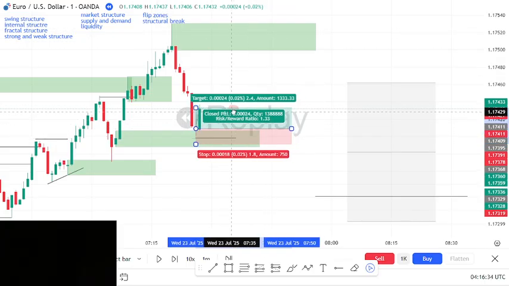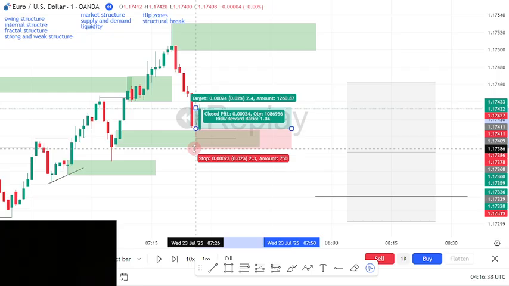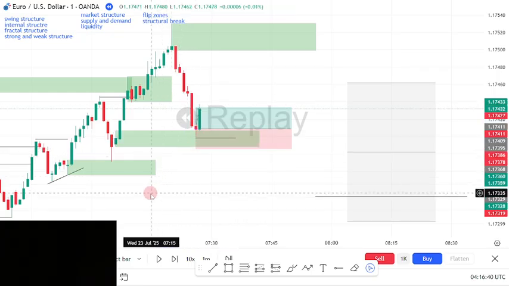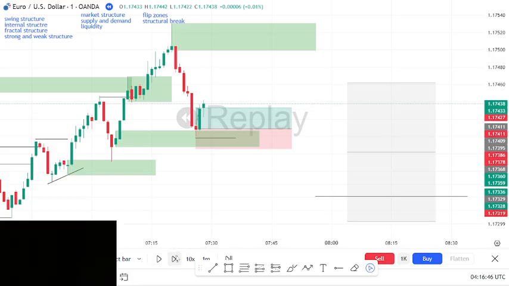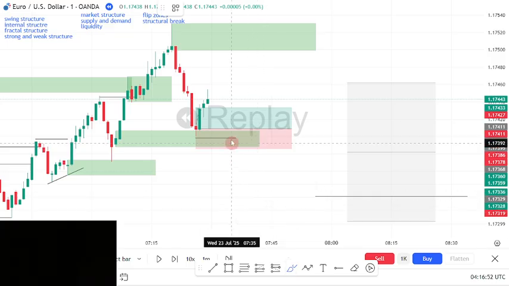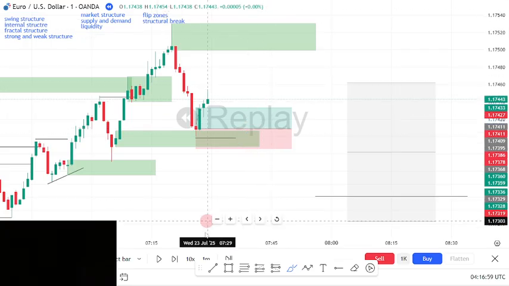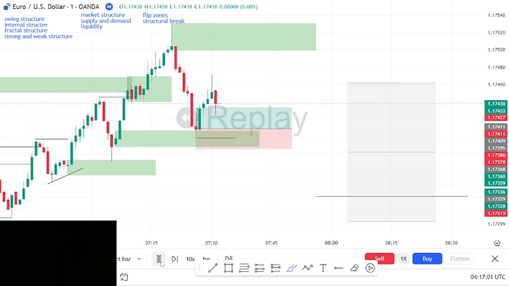If I'm looking forward to stepping in right away, I will be tagged in like this. If I'm not, I will wait for change of character, a clear change of character, so that I will expect this low to go. And then price will change character. Then that one will be a valid shift, right? So that one will be a valid shift.